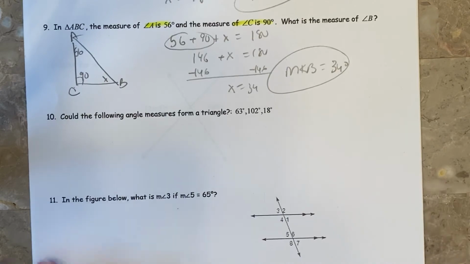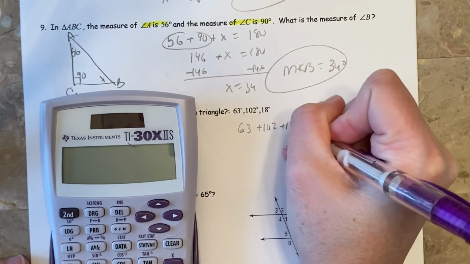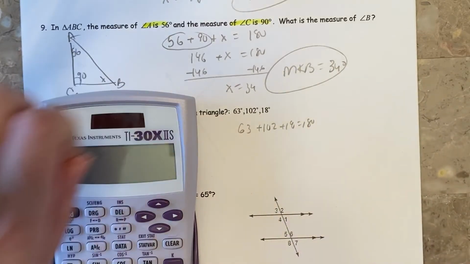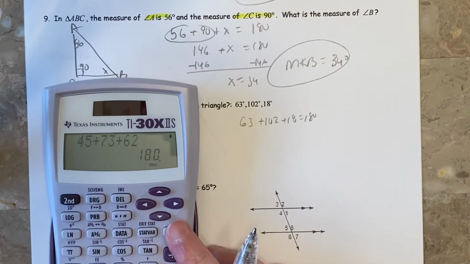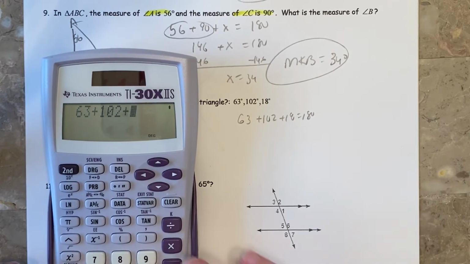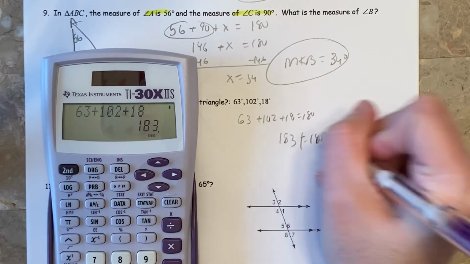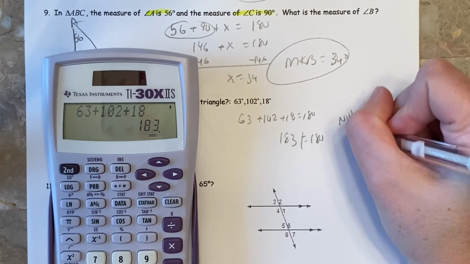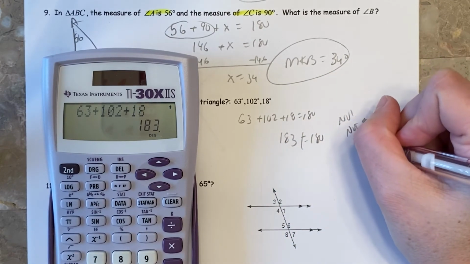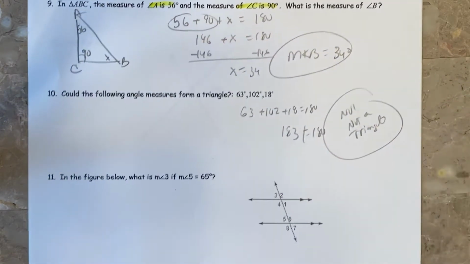All right, so the next one is basically we're just going to do a guess and check. We are guessing to see if these add up to 180, and they have to add up to 180 if they want to be a triangle. So 63, 102, 18, I get 183. Is 183 equal to 180? No, it is not. So it's no, not a triangle. And if you want to say why, tell me because you don't get 180.